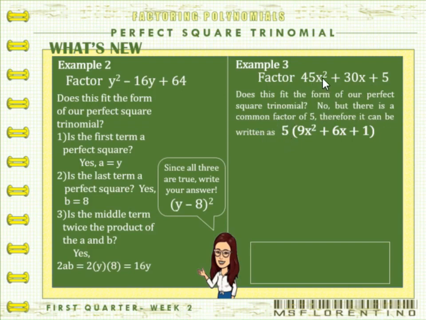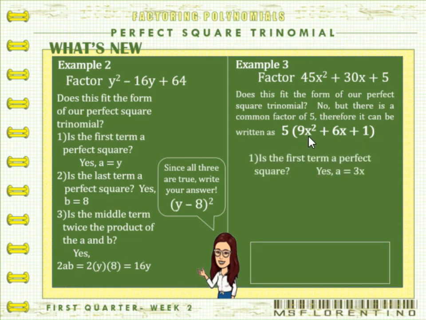Then we divide 45x squared by 5 to get the remaining factor 9x squared. 30x divided by 5 is 6x, and 5 divided by 5 is 1. So the factored form of 45x squared plus 30x plus 5 is 5 multiplied to the trinomial 9x squared plus 6x plus 1. Is this the complete factored form of the polynomial? We analyze once again the remaining factor. Is it a perfect square trinomial?